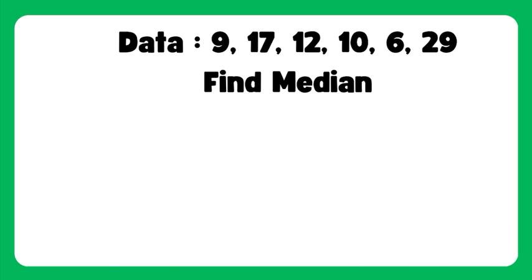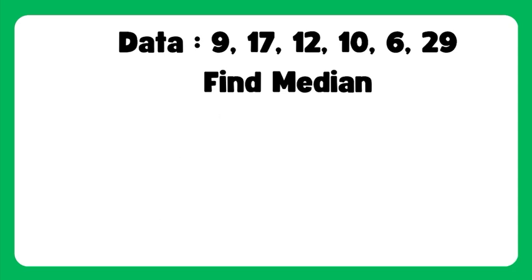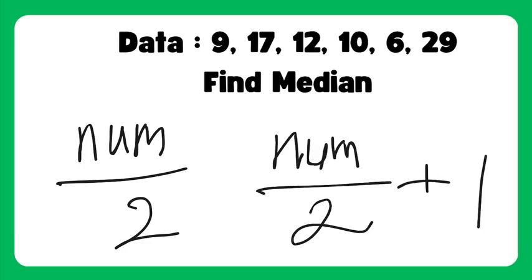When you have an even number of values, there will be two medians, not just one. So the formula is the number of values over 2 is going to be the first one, and then we have the number of values over 2 plus 1. You could also just do number of values plus 2 over 2, which is the same thing. So these two are our formulas.